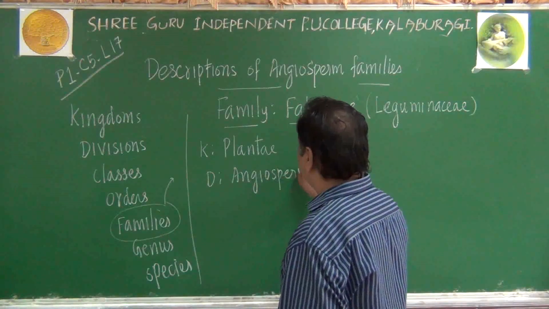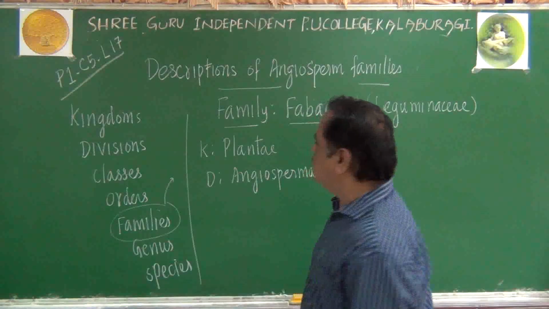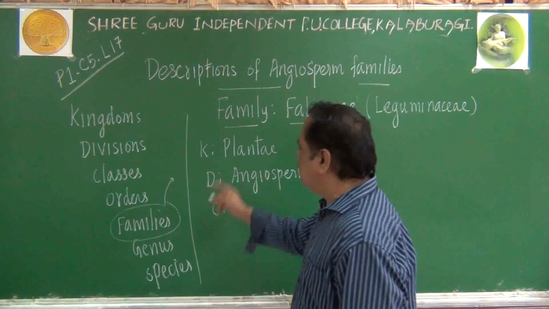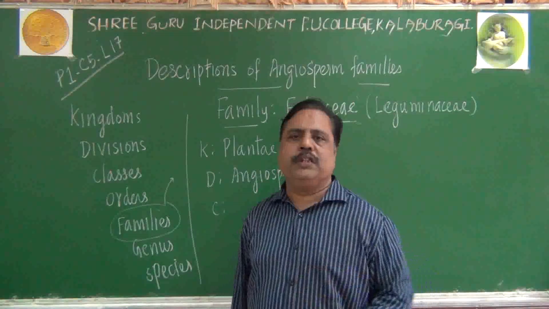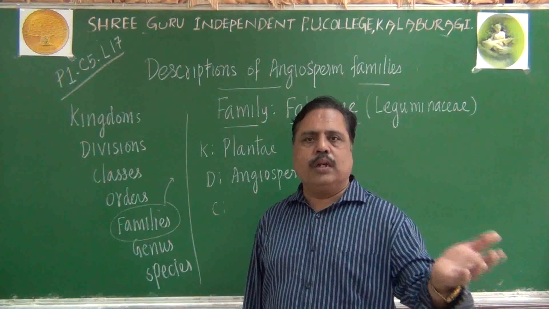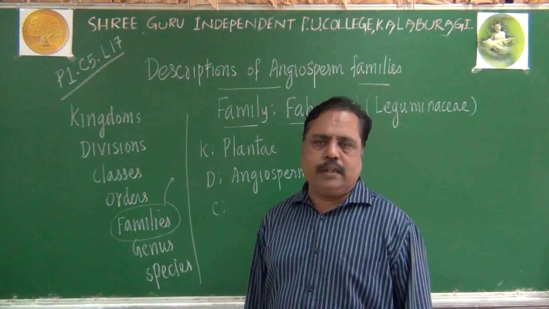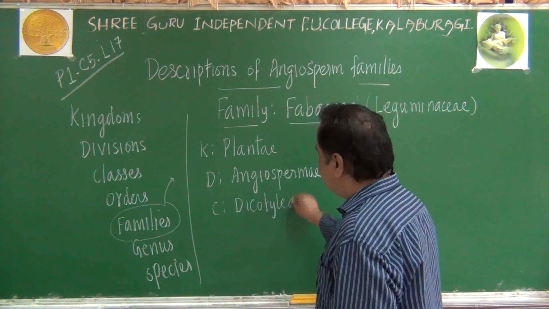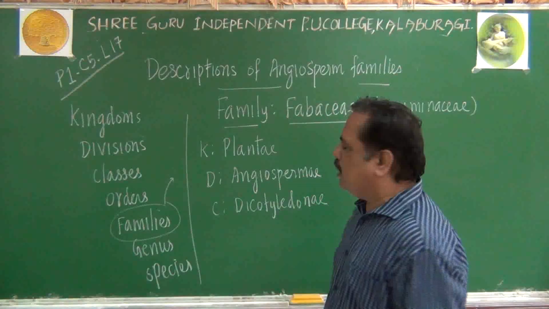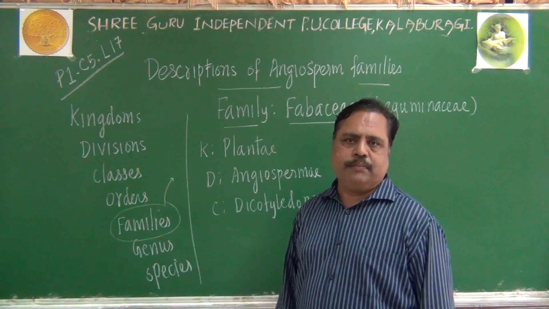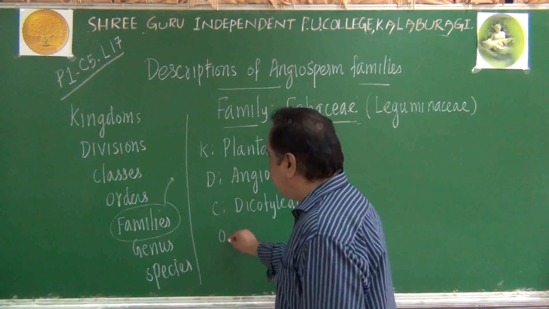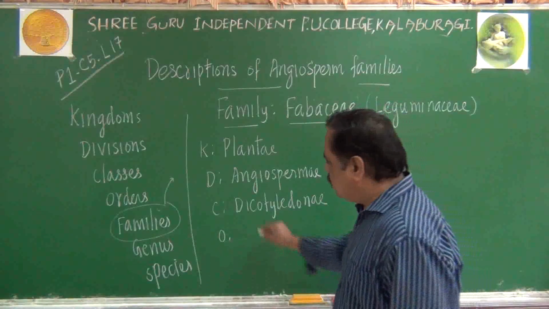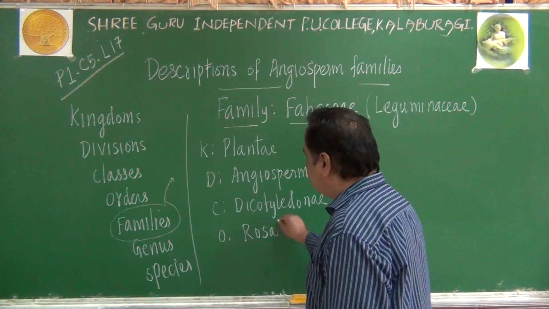That is why I told you about angiosperm families. Division angiospermae. It belongs to the class; in the angiosperm there are two major classes. One is called monocotyledonae, another one is called dicotyledonae. This family Fabaceae belongs to dicotyledonae, remember, okay? That is the class we can say. To which order does it belong? Members of family Fabaceae belong to the order known as Rosales.